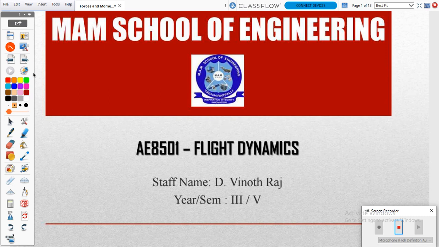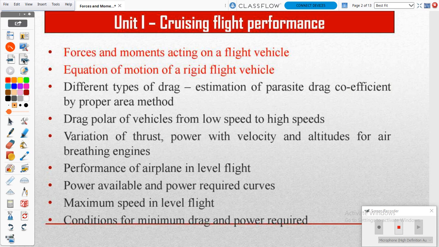In our previous class, we discussed awareness about our subject, why we study it, what topics we have, and the basic outcomes and objectives also. So today we are entering into our subject, in our first unit, cruising flight performance. It fully depends on the passenger aircraft, how we control our vehicle.